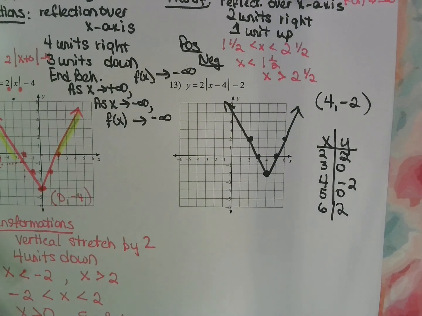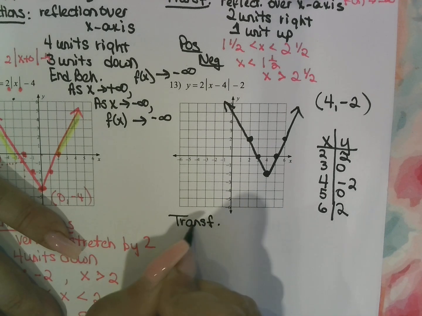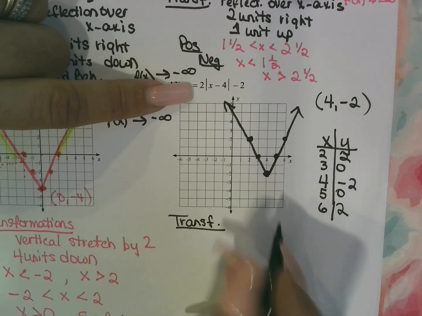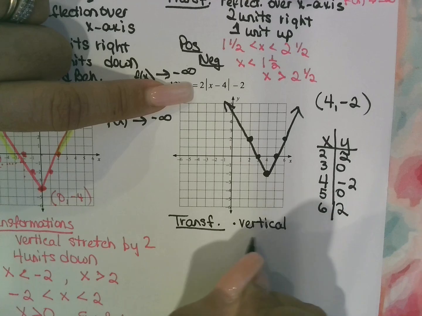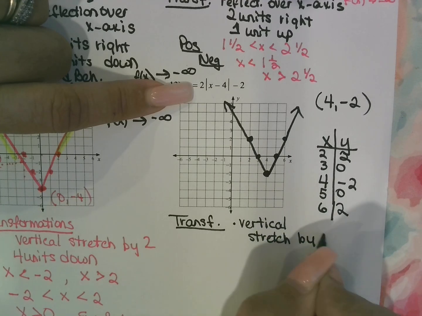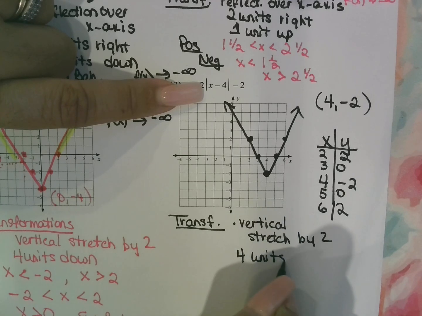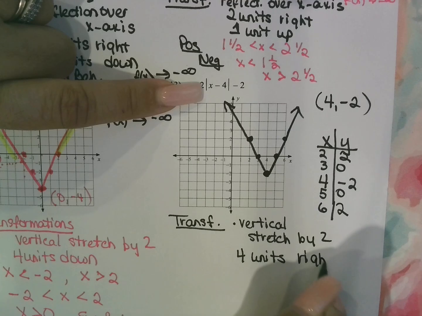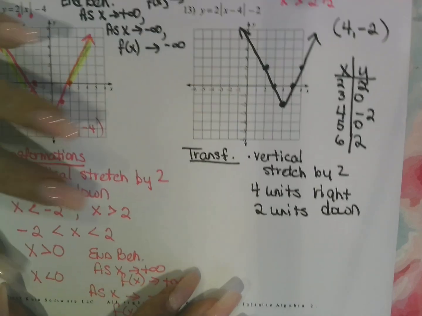Okay? All right, so now we're going to do transformations. I see 3 transformations. I see a vertical stretch by 2. I see 4 units right, and I see 2 units down. All right, that's the transformation part.